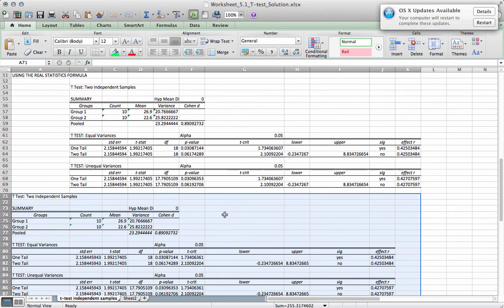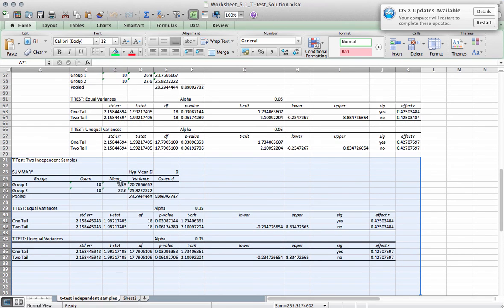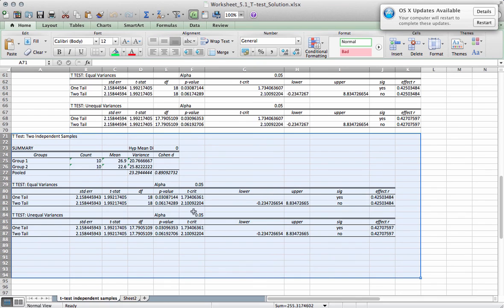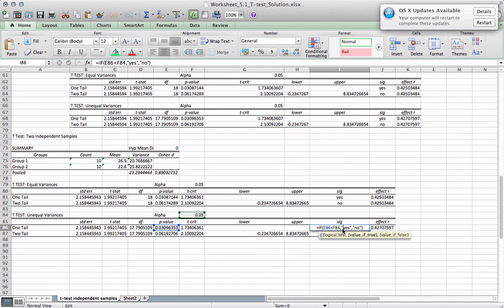Now we can look down here and see we got these values, and we check the t statistic 1.99, same thing that we got up here, and for the significance the p-values are 0.03 and 0.06. Then this also makes the decision for us: significance yes or significance no. You can see that there's a logic here. It says if the blue cell, the p-value, is smaller than the green value, so if the p-value is smaller than 0.05, then you enter yes, otherwise no. So a logic is implemented here.